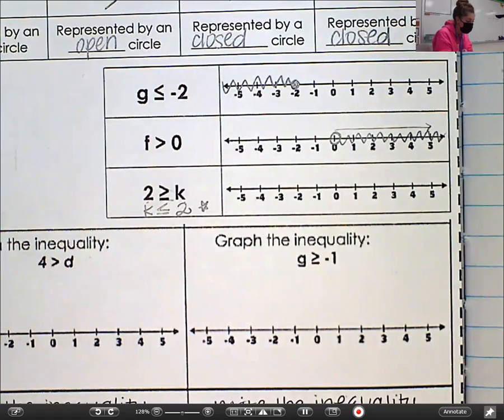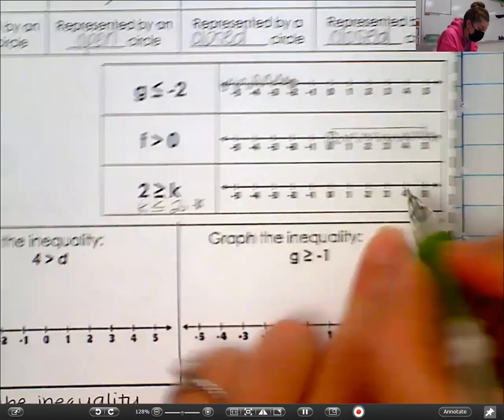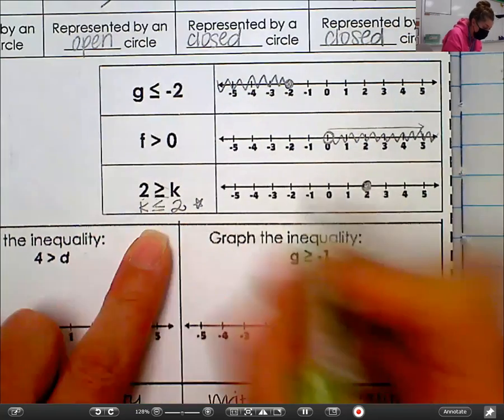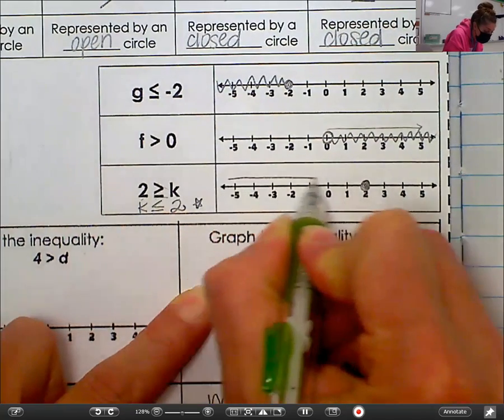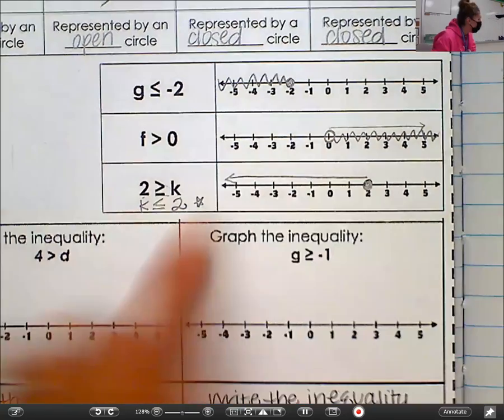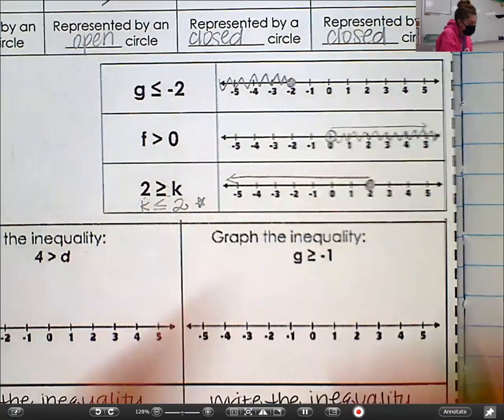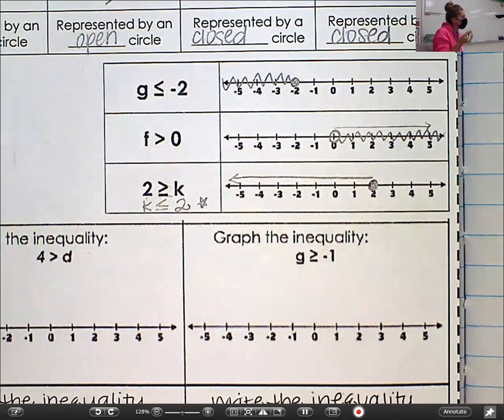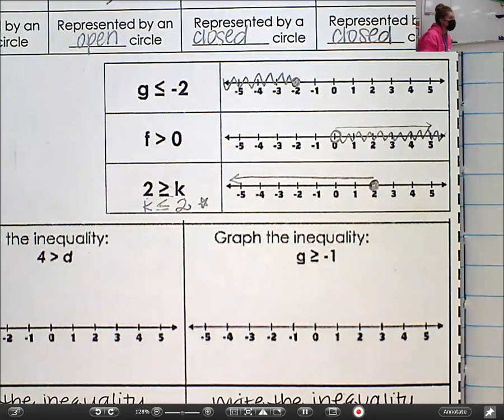Okay. And now I can easily graph. k is less than or equal to 2. So I'm going to go to 2, and I'll go ahead and do the arrow this time, just so we have some options. Or sometimes you put the arrow on the number line itself. I'm not going to because I'm using pencil. It might be hard to see.